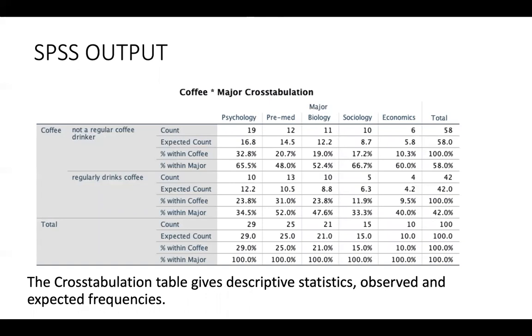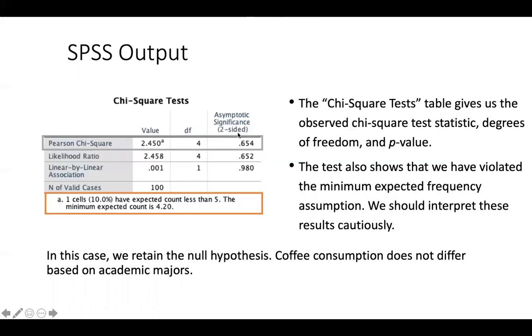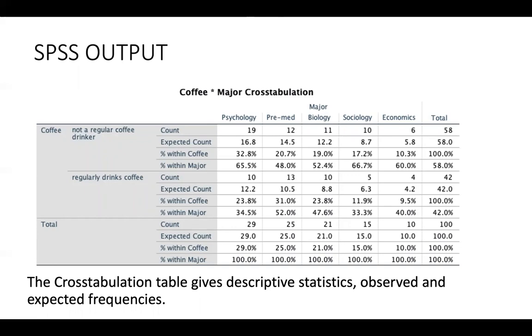It looks annoying. It's not though. So basically, it's just giving you your count, the number of students that actually answered this. So 19 psychology majors don't regularly drink coffee, 10 do, and so on and so forth. The expected count is what the chi-square analysis calculates based on what your actual count is. It's really complicated. It's not worth going into, but basically it's comparing, just like the goodness of fit test, count to expected count.